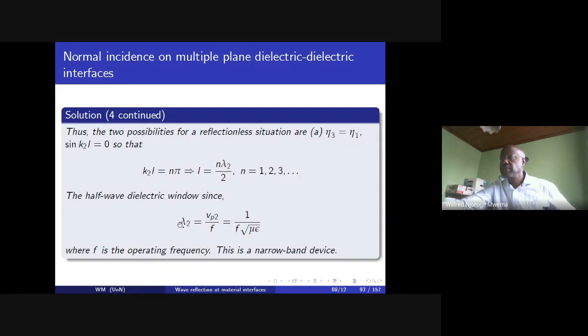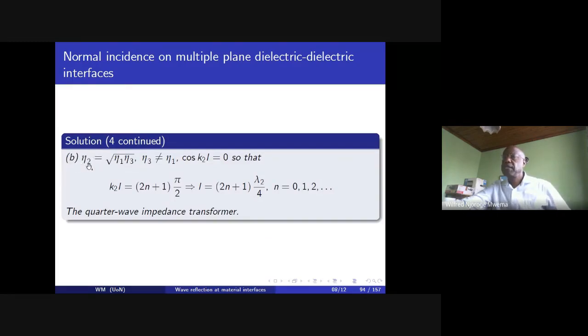Remember that lambda 2 is the wavelength of the wave in medium 2. It's not the wavelength in medium 1, it would be different there, so to speak. And this is given by that equation there, where f is the operating frequency, and it is a narrow band kind of device because this only holds at a specific value of f. And the bandwidth of the signal that can satisfy this is going to be very small. It should be as close to the center frequency as possible.